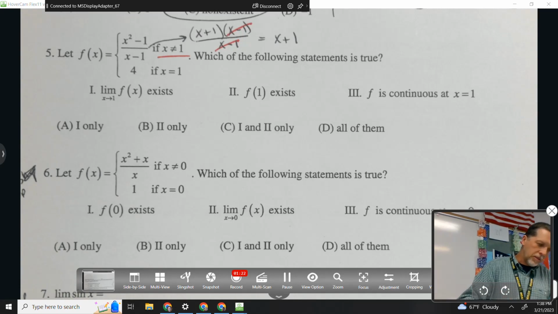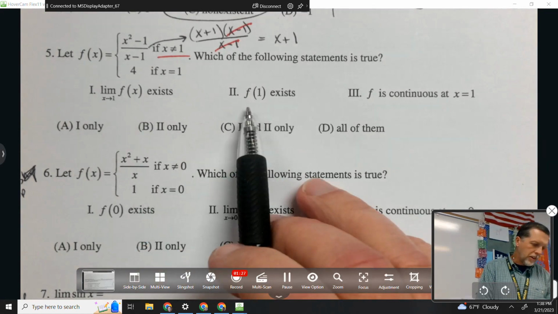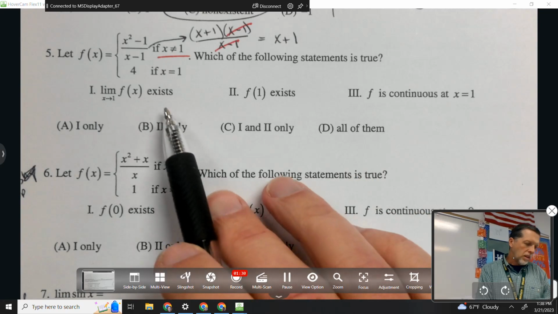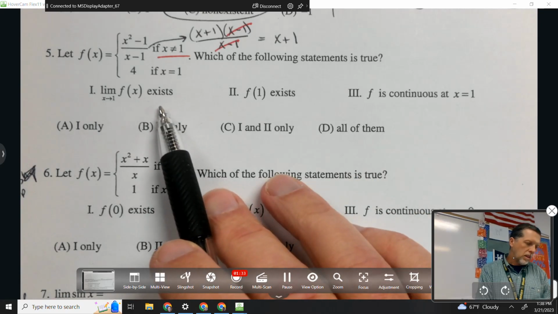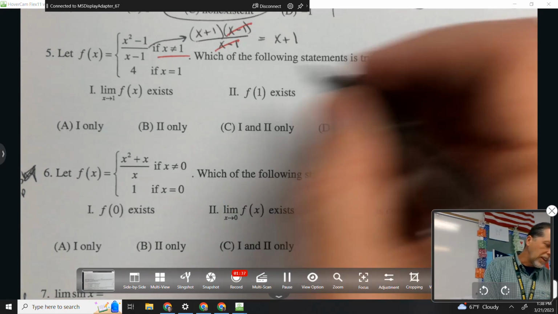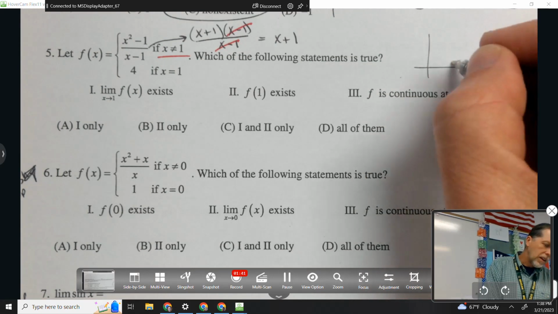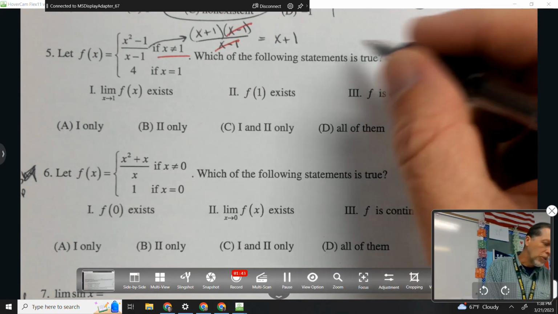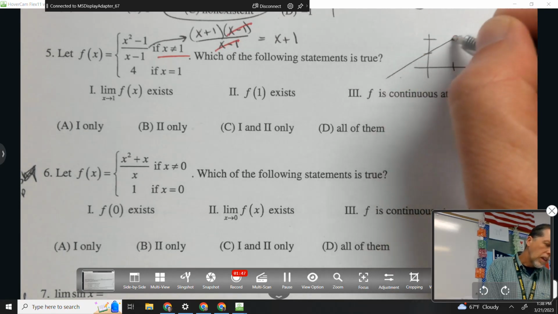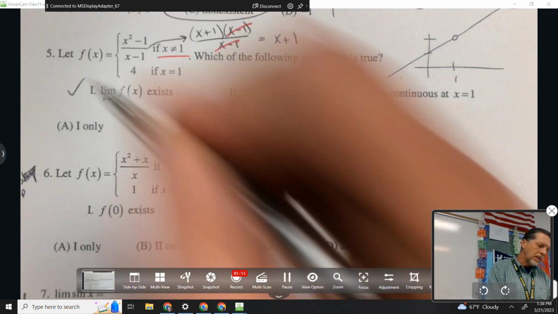So let's see what's going on here. The limit exists, f of 1 exists, f is continuous at x equals 1. Well, the limit from the left and the right exists, but it doesn't agree, so... Okay, so the limit from the left and right definitely exists because as we get closer to 1, we get closer to 2. 1 plus 1 is 2. So it looks like that. But 4 is what f of 1 is. So the limit exists.